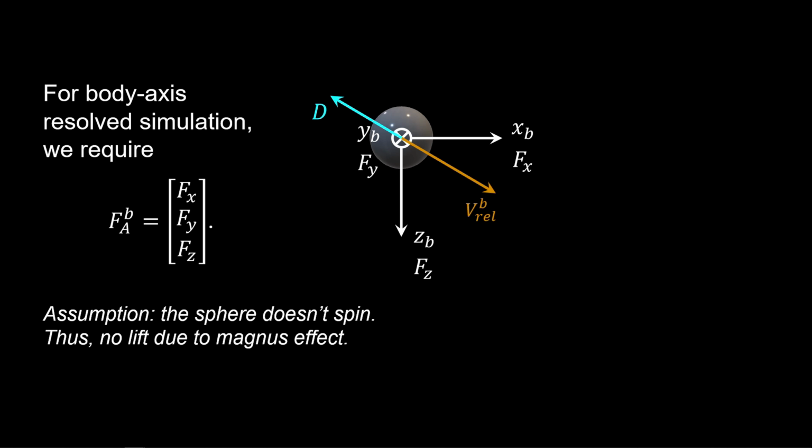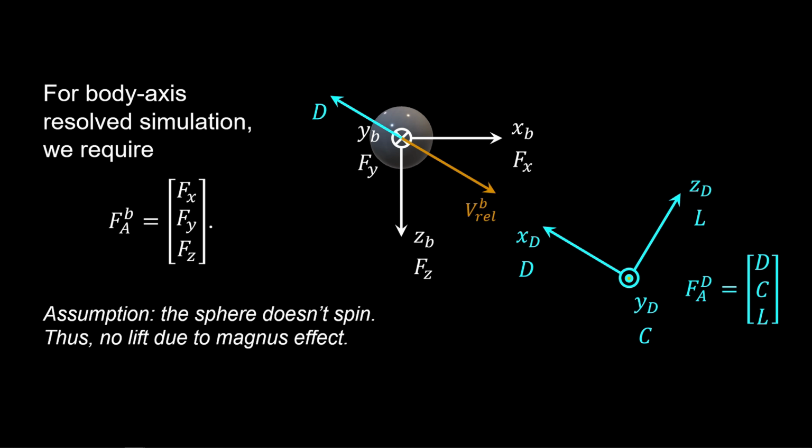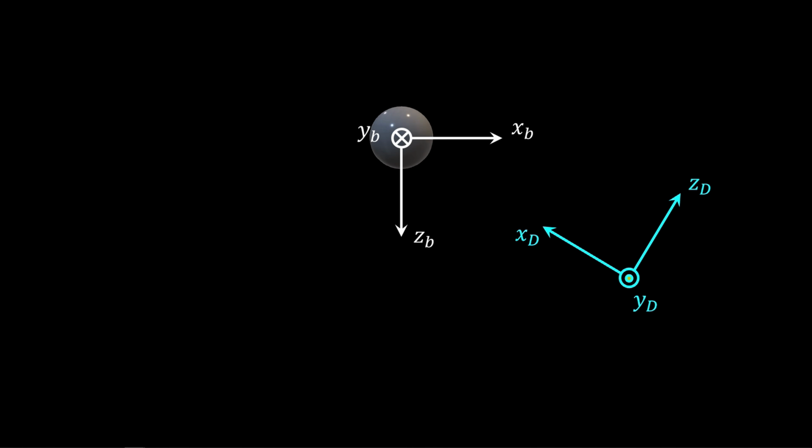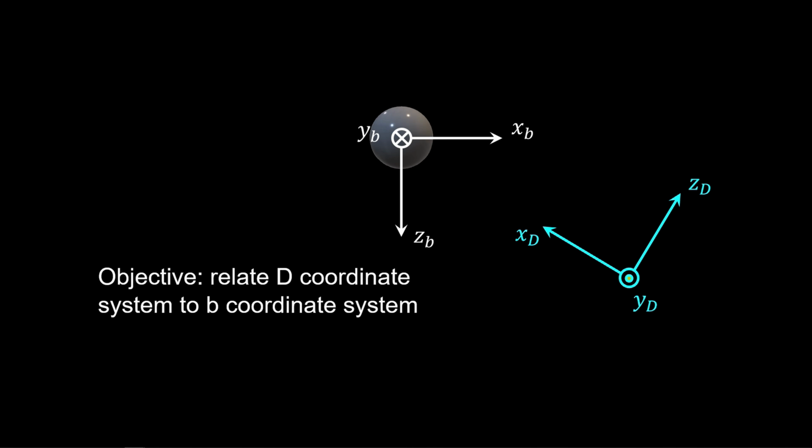We can define the drag direction as the x-axis of a right-handed coordinate system with lift, drag, crosswind forces. We denote the lift-drag coordinate system, or axes, with the letter D. We need to relate forces in the lift-drag coordinate system to those in the body coordinate system.